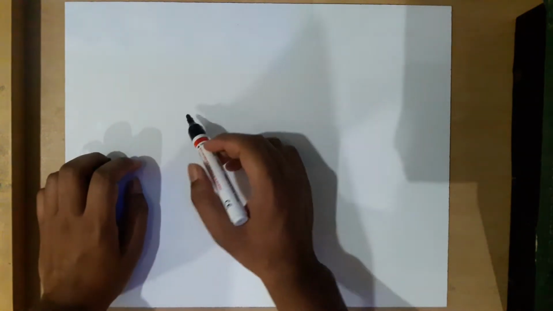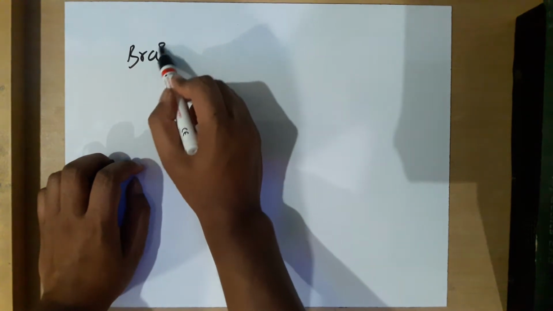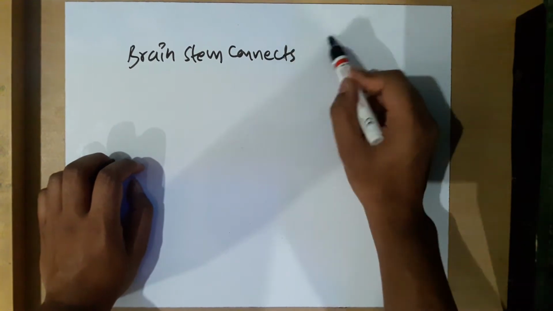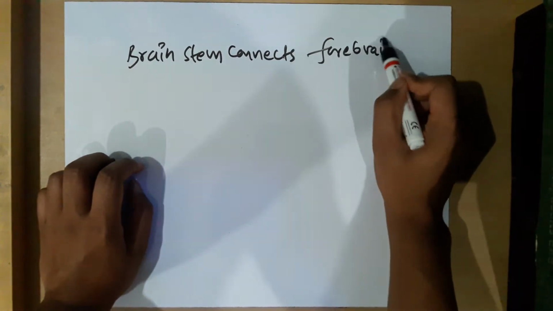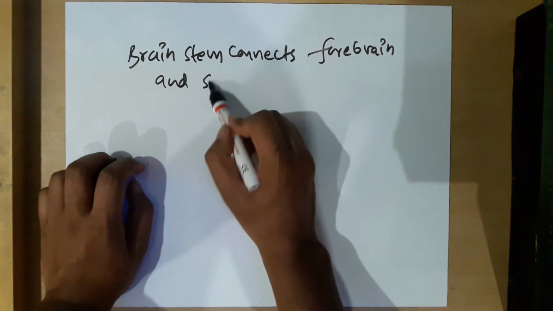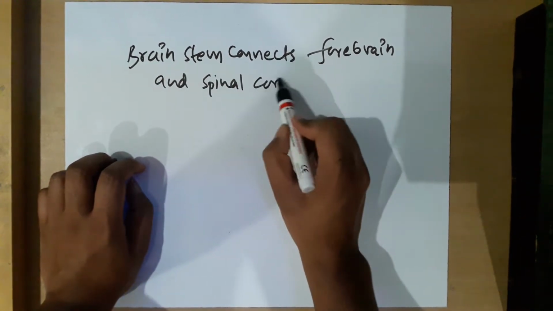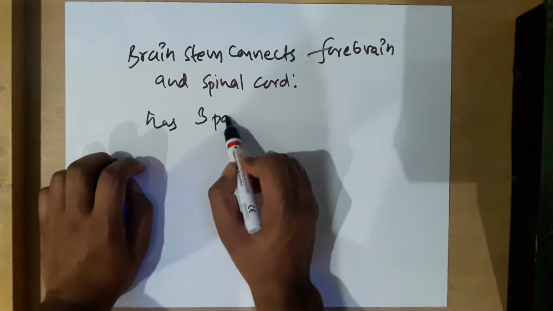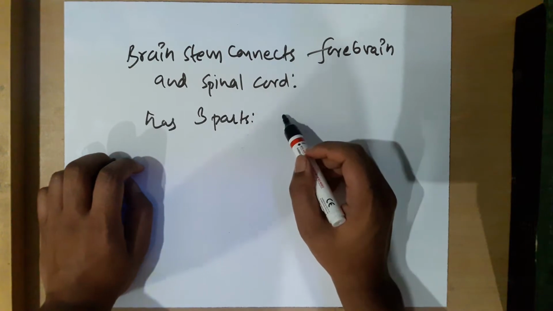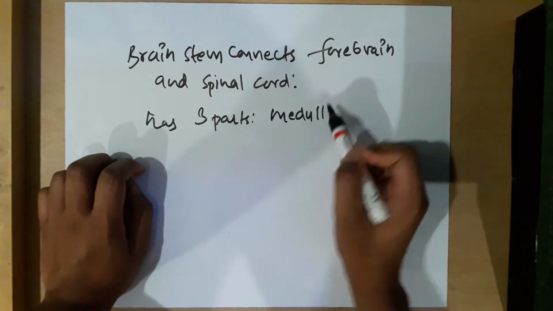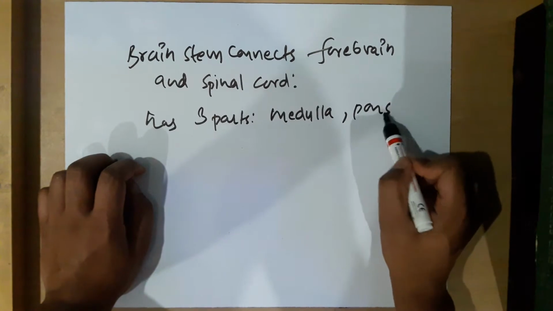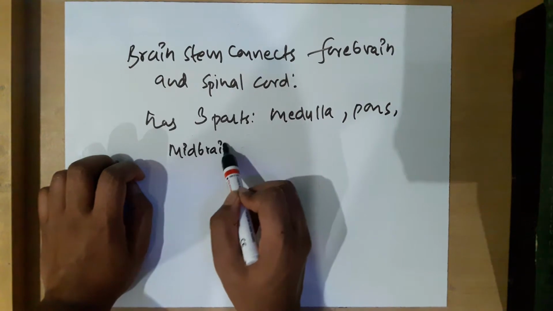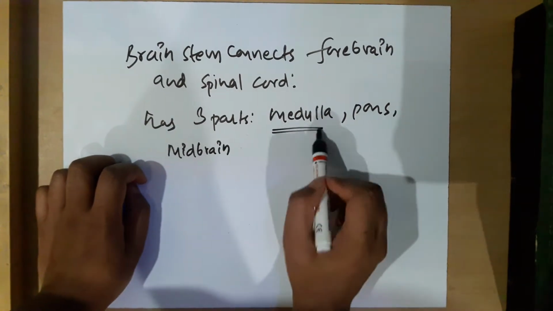As mentioned earlier, the brainstem connects the forebrain and spinal cord and has three parts. The brainstem is formed by three parts, and the parts are medulla, pons, and the midbrain. We shall discuss all these parts individually, and we'll start with the medulla.